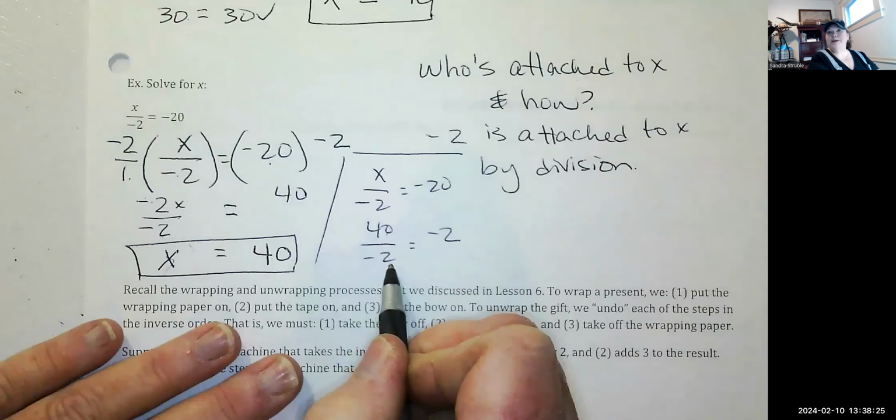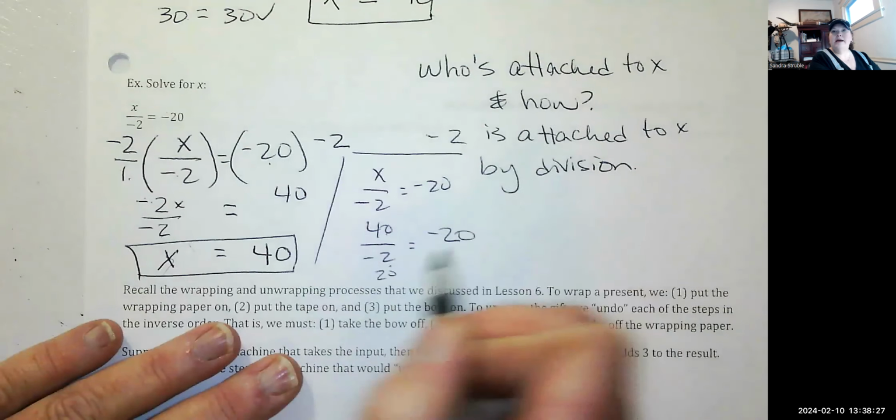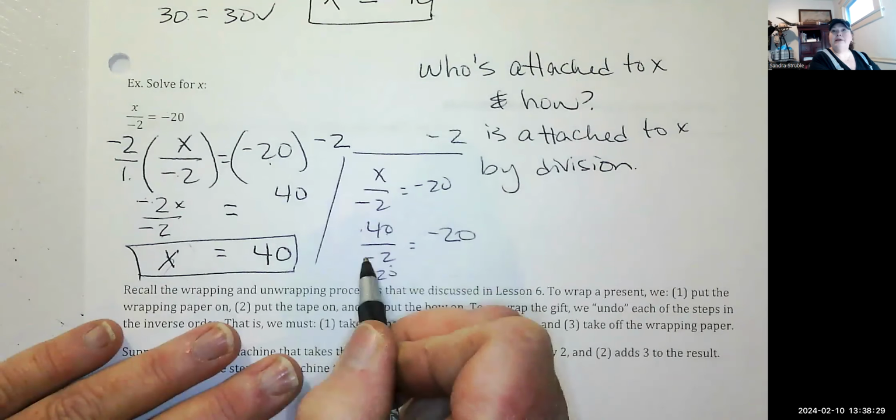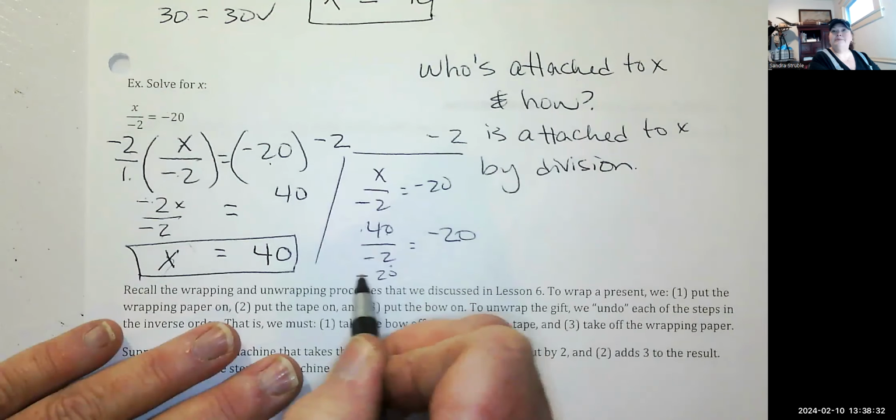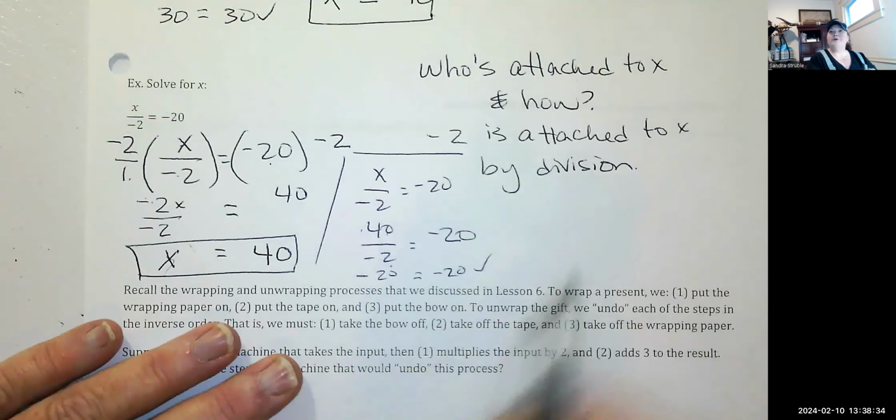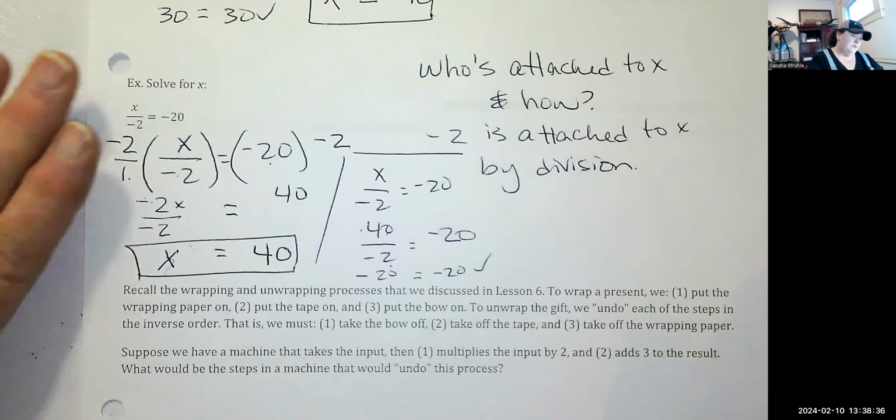40 divided by 2 is 20. And a positive and a negative, the signs are different, so it has to be a negative. So that worked out great. All right. What's the next piece?